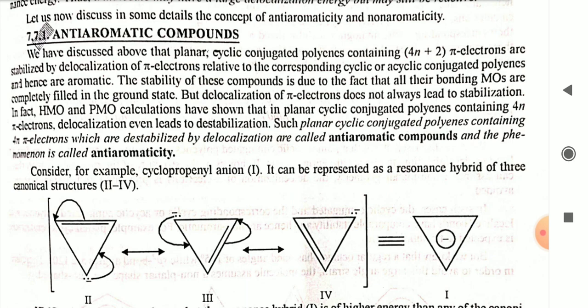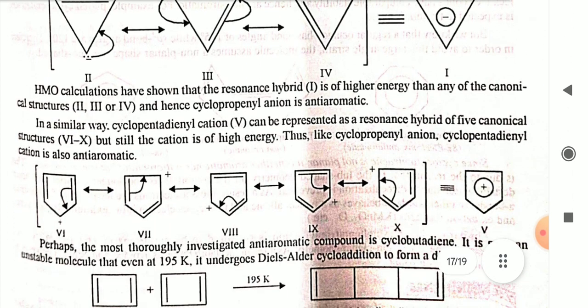Such planar cyclic conjugated polyenes containing 4n pi electrons, which are destabilized by delocalization, are called anti-aromatic compounds, and the phenomenon is known as anti-aromaticity. Consider, for example, the cyclopropenyl anion. It can be represented as a resonance hybrid of three canonical structures, second, third and fourth. HMO calculations have shown that the resonance hybrid, first, is of higher energy than any of the canonical structures second, third, fourth, and hence the cyclopropenyl anion is anti-aromatic.